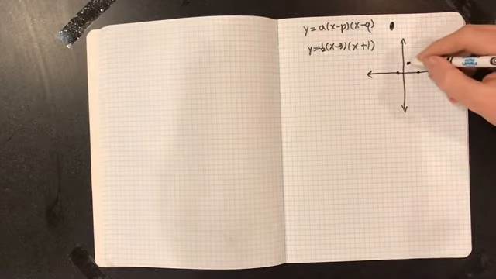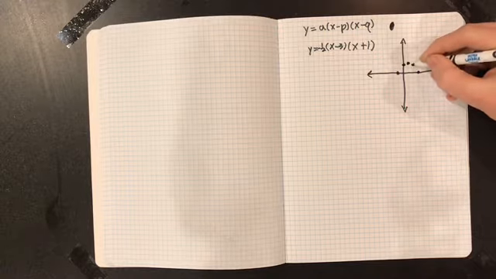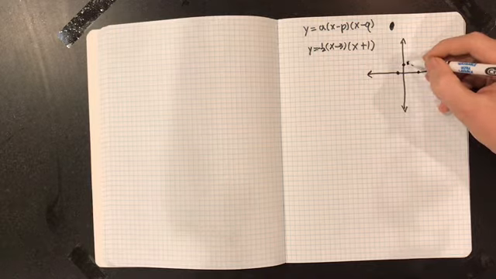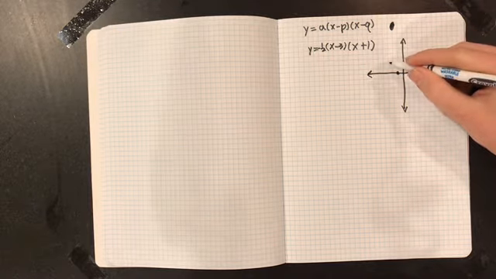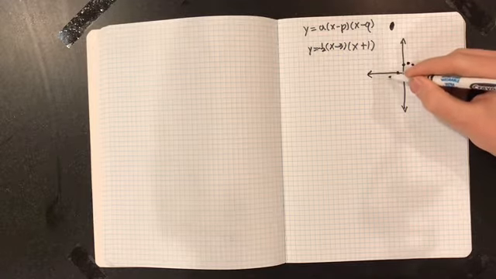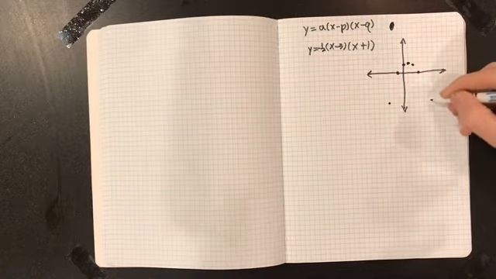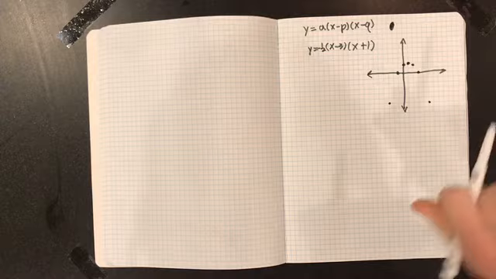That's our vertex. And then we will go over 1 and down 1/2, like that. And then this would be over 4, down 8. The same on the other side. And now we can draw our parabola.